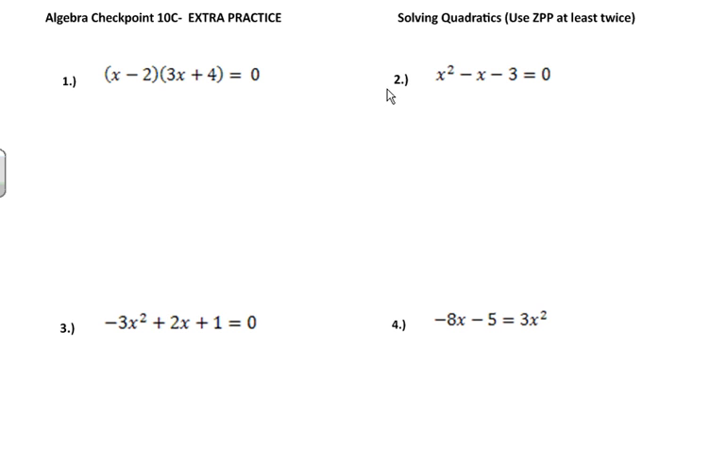But I'm going to make a quick video here on 10C checkpoint when we have to solve these quadratics. Now your goal here is to find x. So you want to factor. You want to use the ZPP at least twice, the zero product property, and that's when it's in this form. Do not multiply this through and make it look like this. Our goal is to actually go backwards and factor it so it looks like this. So then we can use the zero product property, which I'll write out.